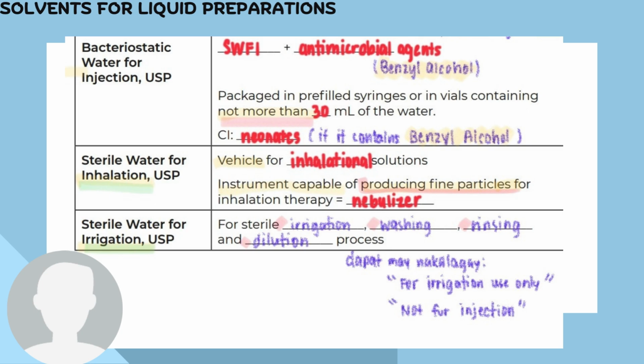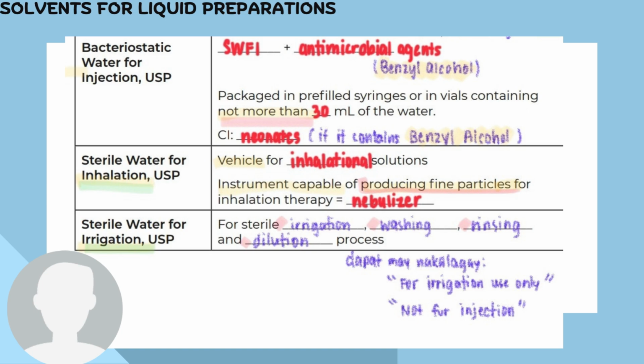And then next, the sterile water for irrigation (USP). This is also purified and sterilized water, but it is specifically made for irrigation or washing purposes, not for injection. It is used for irrigation, washing, rinsing, and dilution during medical or surgical procedures. It's safe for external or cavity use but not safe to inject into the body. So label requirement: it must clearly say for irrigation use only and not for injection.